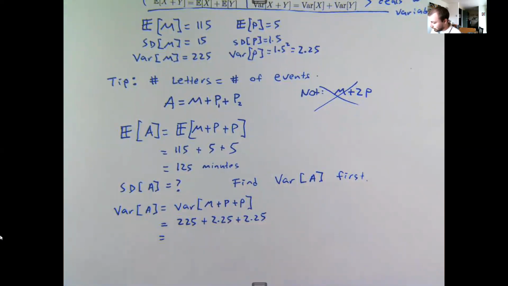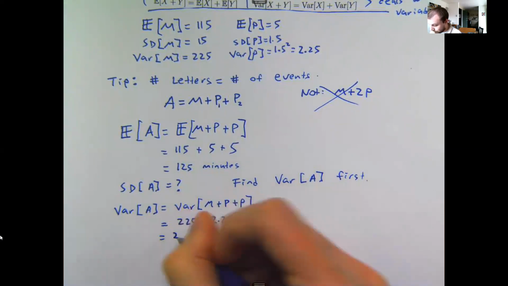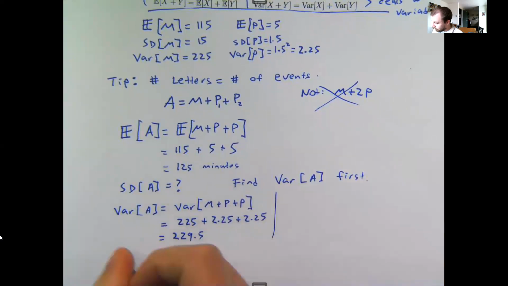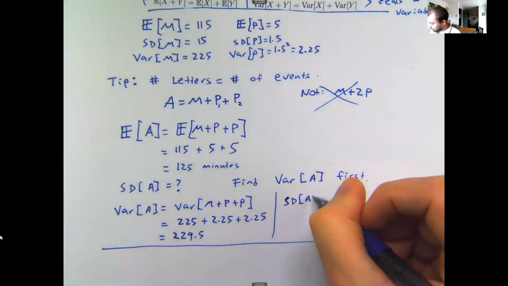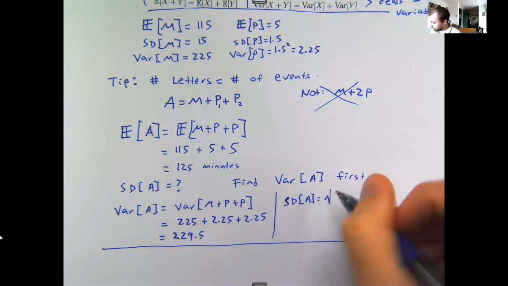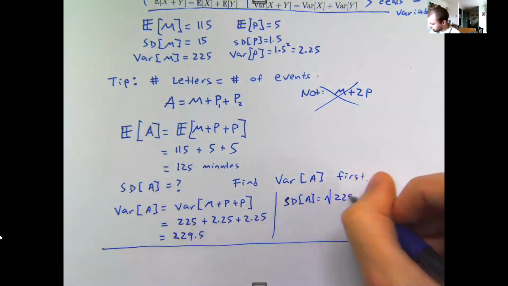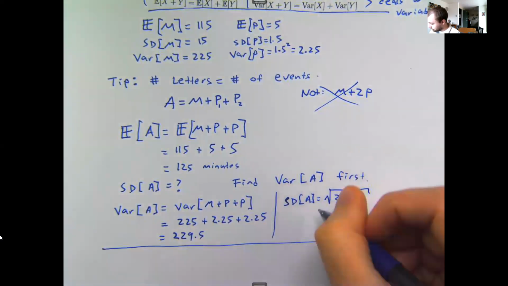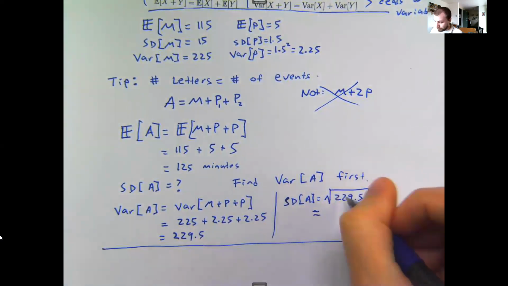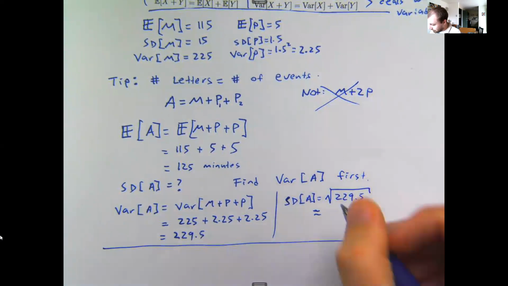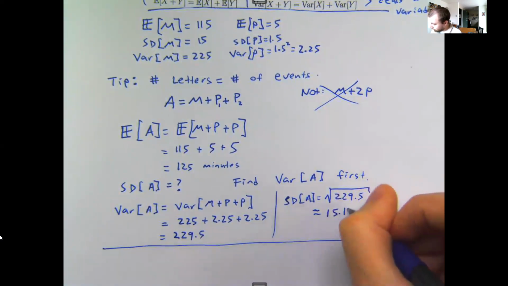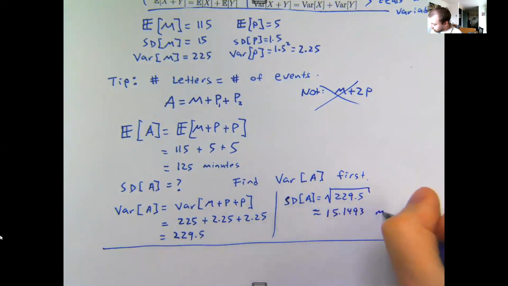And when I do so, I get something like 229.5. Finally, to get my standard deviation, I take the square root of the variance. And if I take the square root of 229.5, I end up getting something like 15.1493 minutes or so.